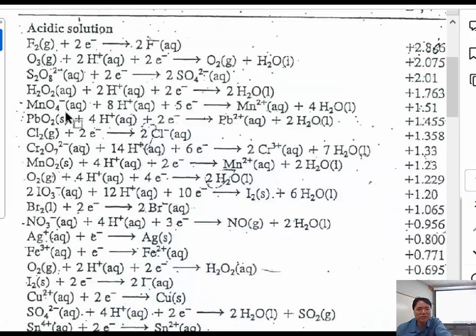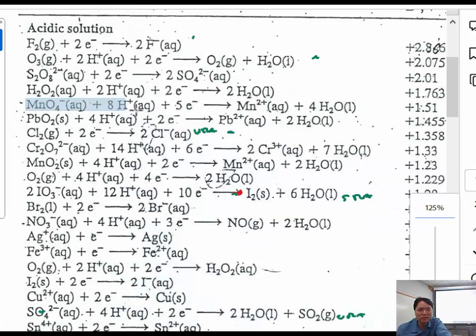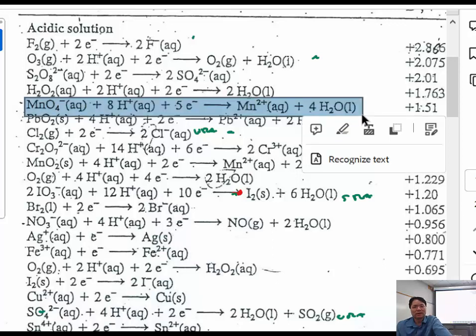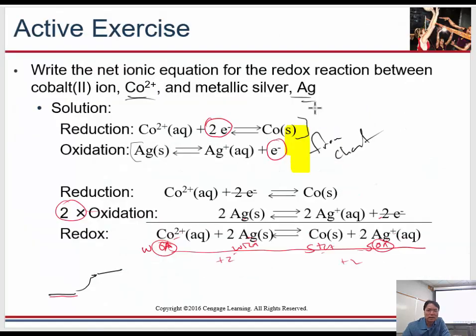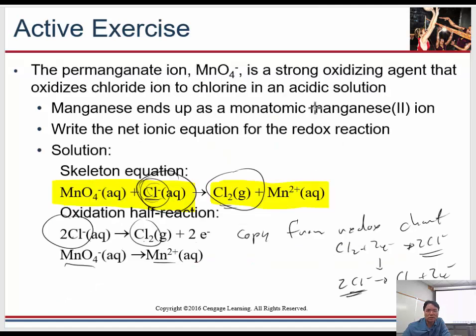And so I'm looking for permanganate goes to manganese 2 plus. In fact, that's on the redox chart here. Do you see that? This is it. And so in this case, I'm not going to bother with figuring it out. I'm just going to copy it off the redox chart. Permanganate plus 8H plus 5 electrons. So in this particular example, both of these reactions are on the redox chart. And so it's going to be permanganate plus 8H plus 5 electrons goes to manganese 2 plus 4 waters.